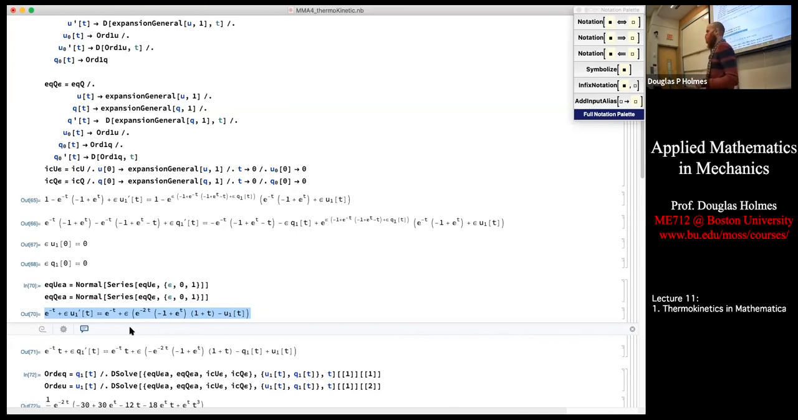Other questions? From the Mathematica to the conceptual, how are we doing? Like I said, next class, we're going to move on to singular perturbations, and they rely on you having a good understanding of how to do this.